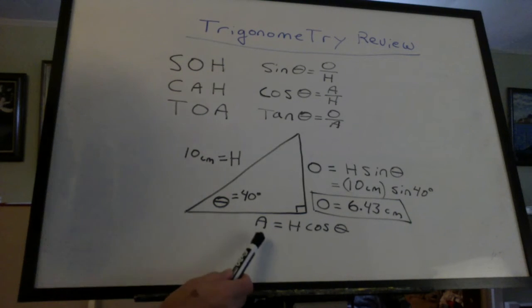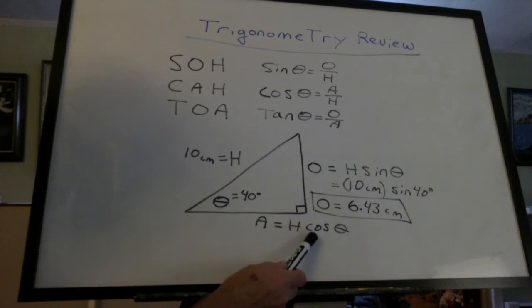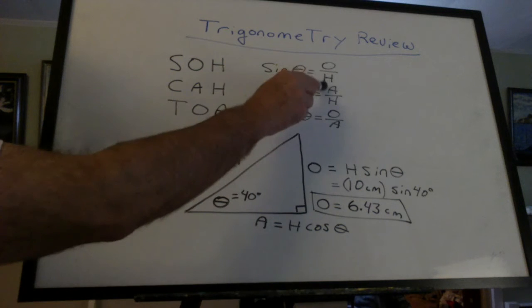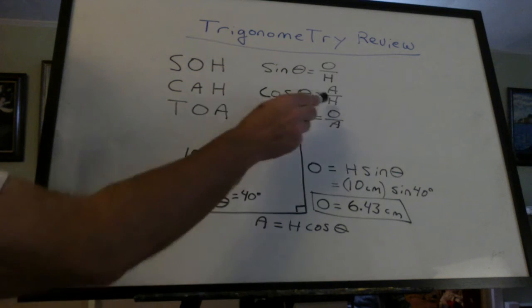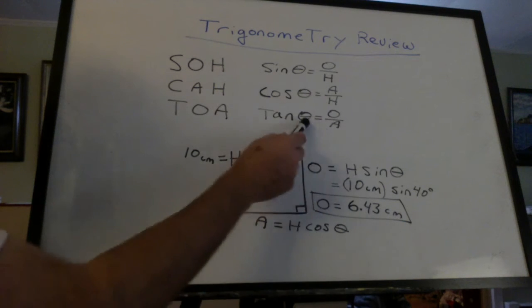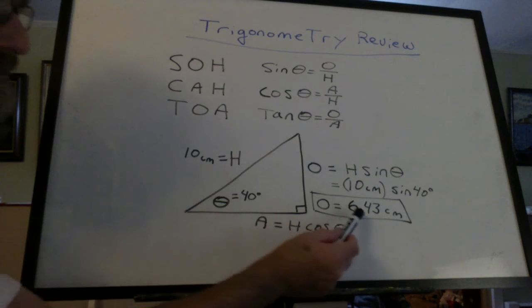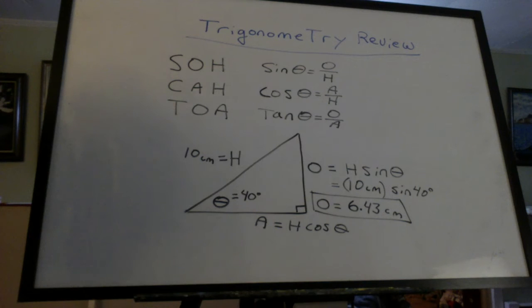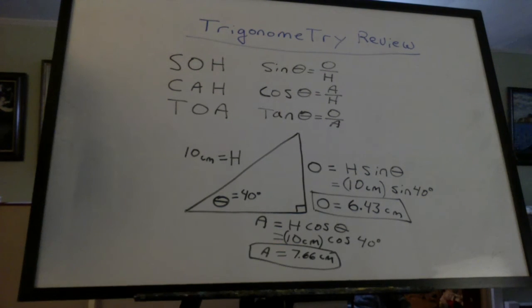Now, to find the adjacent side, I'm going to use cosine because it has the adjacent side in that formula along with the hypotenuse. You might say, well, you could just use this number here and do tangent, but that uses a number that I've just calculated. And what if I did that wrong? Now I get that wrong. So I'm going back to the original information in the problem. And I get 7.66 centimeters.